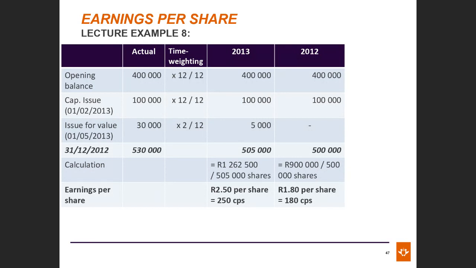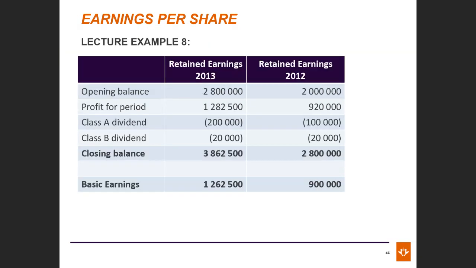So the weighted average number of shares we are going to use in our earnings per share calculation is 505,000 and 500,000 here. So when we do our earnings per share, we are going to take our basic earnings per share, which was calculated in the previous slide here. Remember, when you calculate your basic earnings per share, you subtract your preference dividend. In this case, it was cumulative, which is why it was deductible.